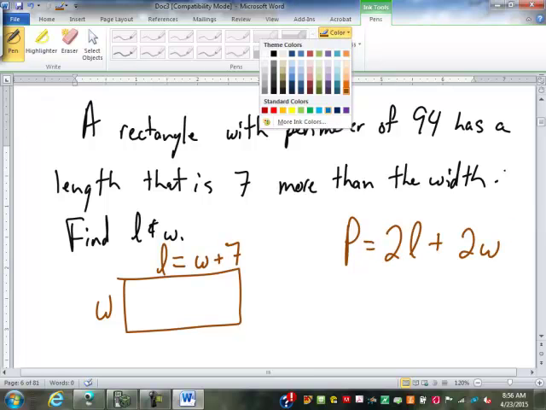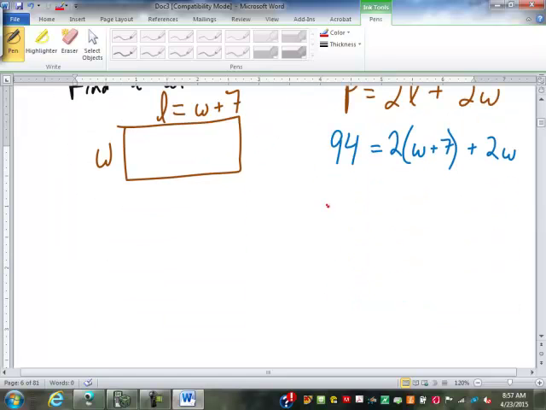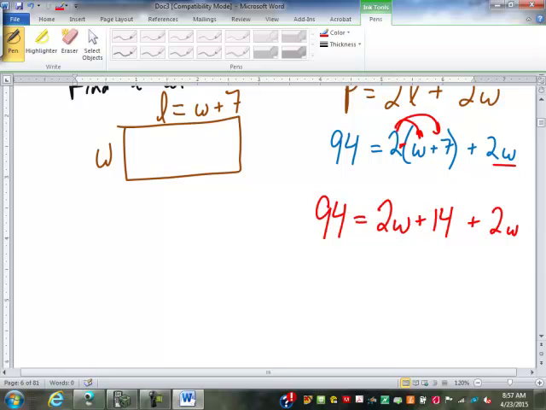So we go to fill stuff in here. We know that the perimeter is 94, so I'll put 94 in there. 2 times L is going to become 2 times W plus 7. I have to put it in parentheses there because the whole thing has to be multiplied by 2. Plus 2W. Now what? We see the parentheses. Is there anything to do in the parentheses? Nothing to do in, so we're going to multiply by 2. 2 times W is 2W. 2 times 7 is 14, and then we just have the other 2W still sitting there.